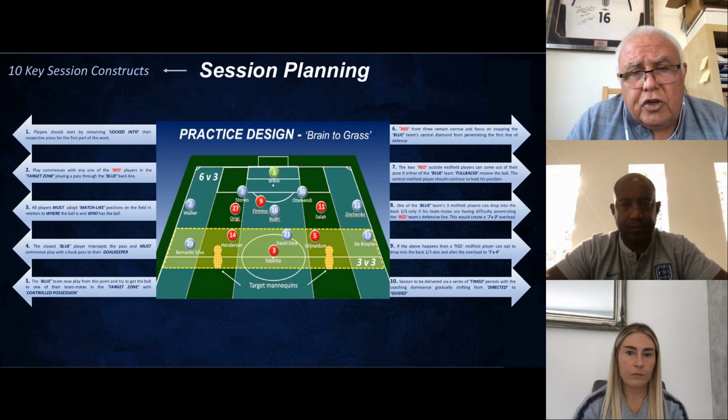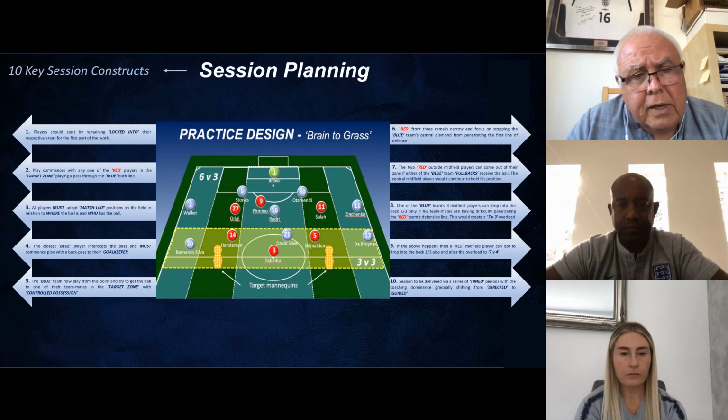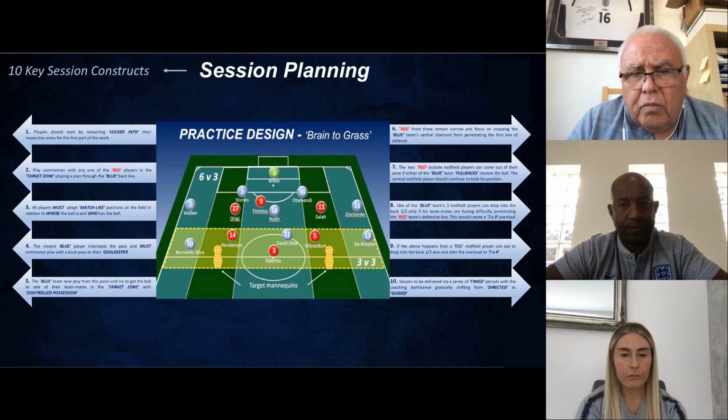There's the additional constructs for the session. You notice that the 3 front players from Liverpool remain narrow. So when the ball does go to Walker or does go to Zinchenko, as Warren quite rightly pointed out before, they're dealt with by Henderson and Wijnaldum respectively. And the question I ask myself at this moment is, who's actually in control of this work? Is it the team in possession or is it the team out of possession, allowing certain things to happen? And then when it looks like progress is going to be made, they change their body language and they change the way they work. They up the tempo to try and stop that ball going forwards. And so the session would go on. We'd deliver it over a period of time.